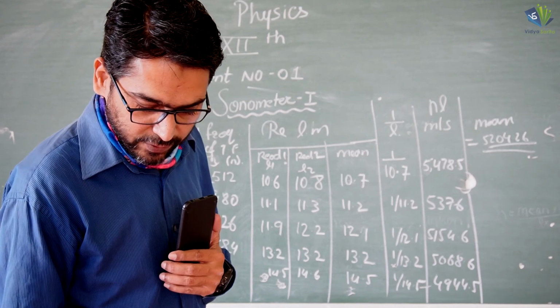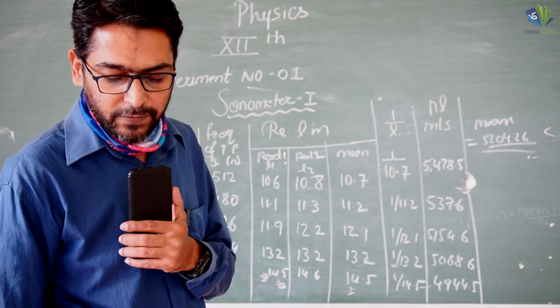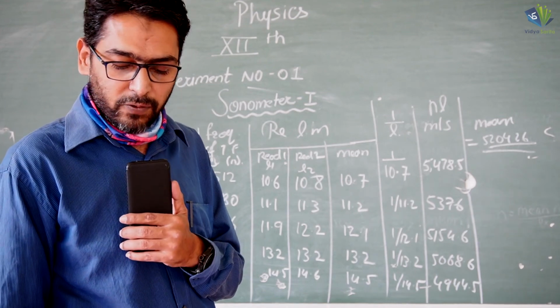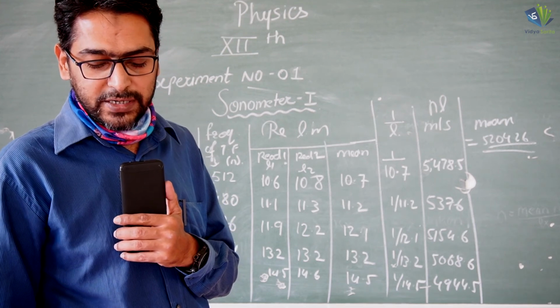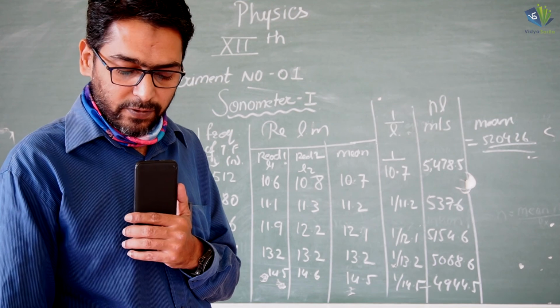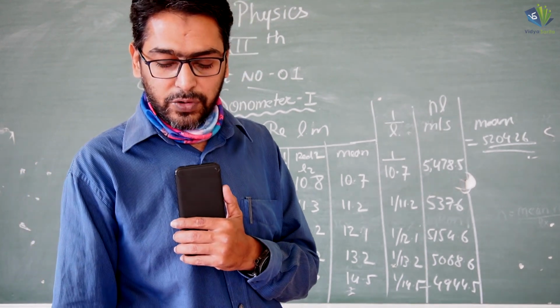Hence the graph of 1 upon L versus n is found to be a straight line. This verifies the law of length of a vibrating string: the fundamental frequency of vibration of a wire is inversely proportional to its length, when the tension in the wire and the mass per unit length of the wire are kept constant. The unknown frequency NX is 428.6 Hz.